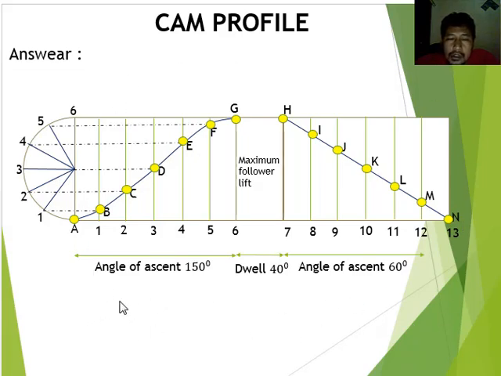Okay, this is the answer. First, you draw the simple harmonic motion for the rise motion. This has a 150 degree angle of action for the rise motion. You draw the semicircle and divide the semicircle into 6 parts, and divide the cam motion into 6 parts.